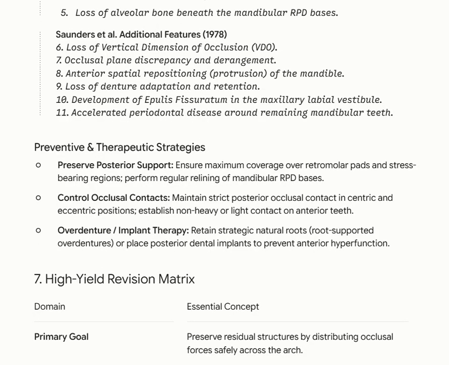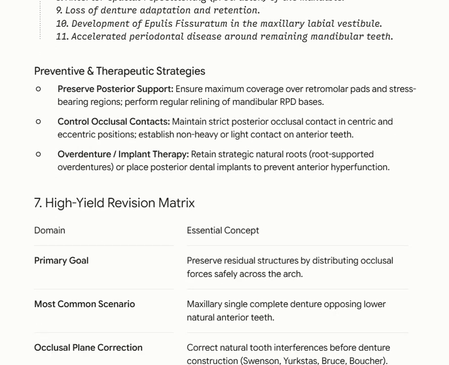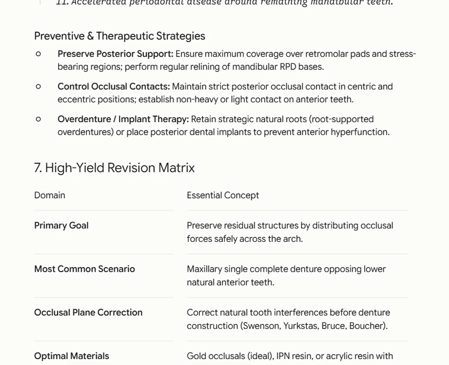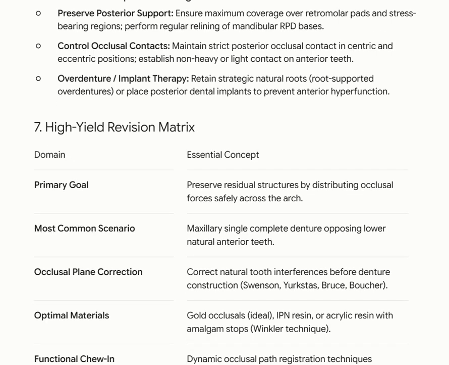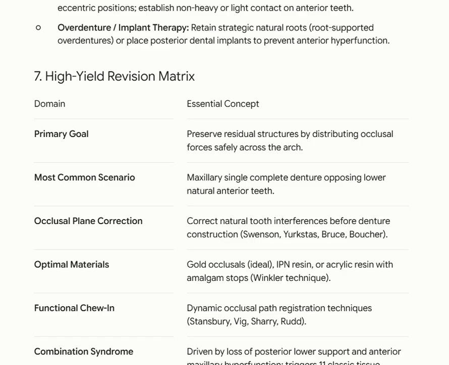Preventive and therapeutic strategies: preserve posterior support, ensure maximum coverage over retromolar pads and stress-bearing regions, perform regular relining of mandibular RPD bases. Control occlusal contacts, maintain strict posterior occlusal contact in centric and eccentric positions, establish non-heavy or light contact on anterior teeth. Overdenture, implant therapy: retain strategic natural roots, root-supported overdentures, or place posterior dental implants to prevent anterior hyperfunction. 13. High-yield revision matrix.